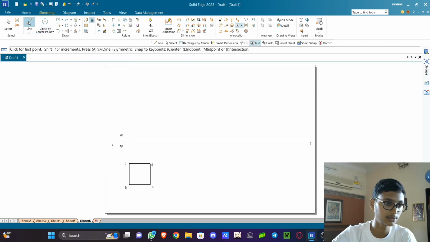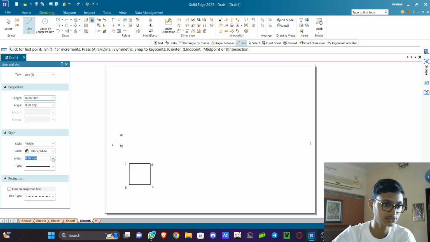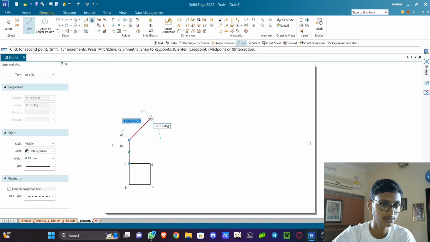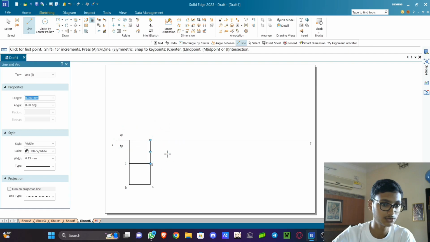Now I am going to draw the projections of the square lamina. The projection should be a thin line, so I am selecting 0.13 mm. I am projecting it. And now we need to draw a through line. The through line should be a thick line, so 0.50 mm.